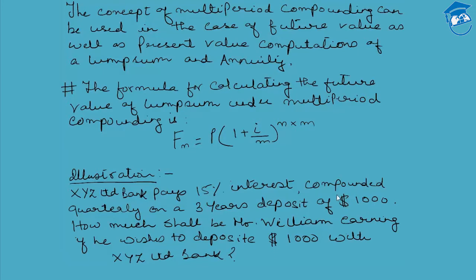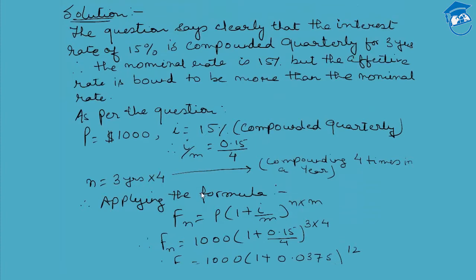The present amount of deposit is 1000 USD. So in light of these inputs, we need to calculate how much Mr. William will earn from such a deposit of 1000 USD, which shall be compounded on a quarterly basis for the next 3 years against a nominal interest rate of 15%. Therefore, by applying the formula Fn is equal to P into (1 plus I upon m) raised to the power n into m, we get the following.